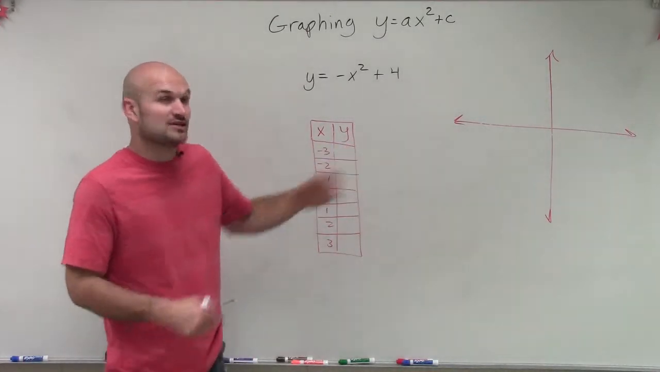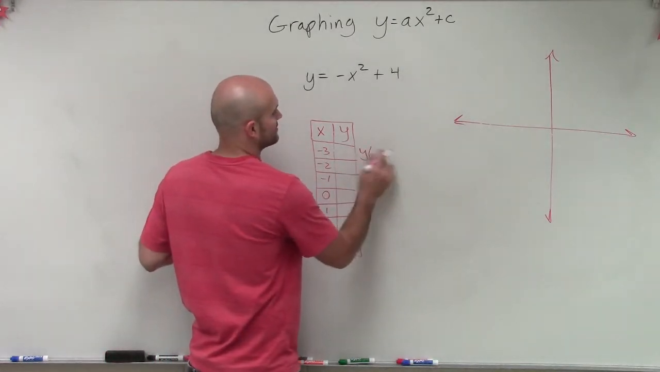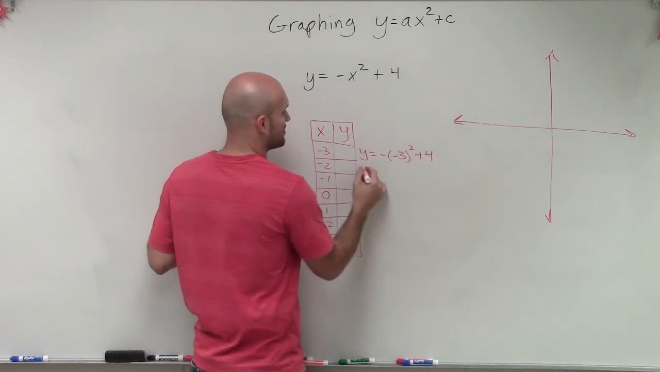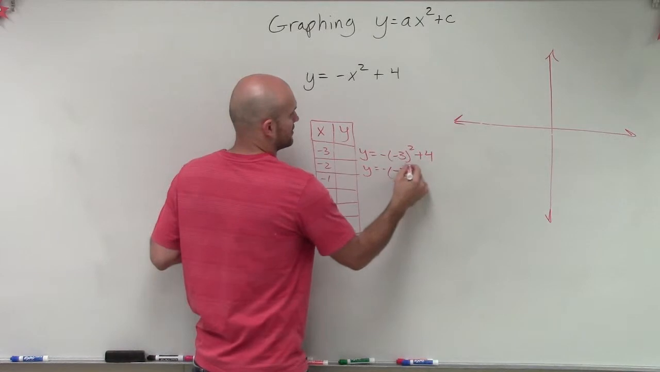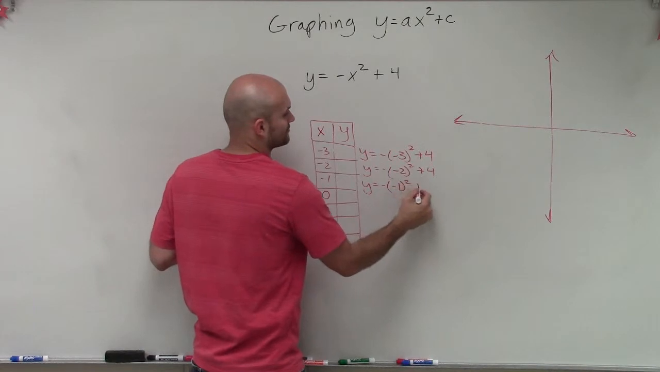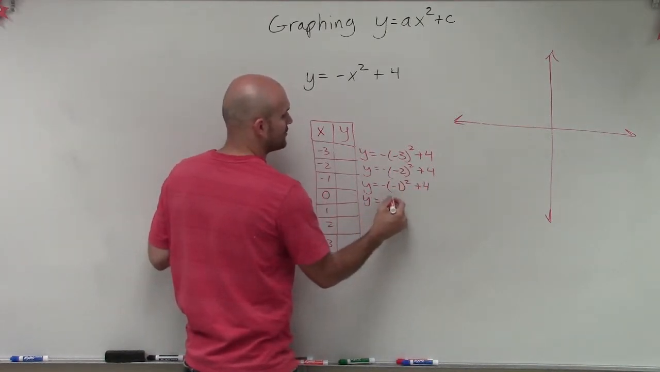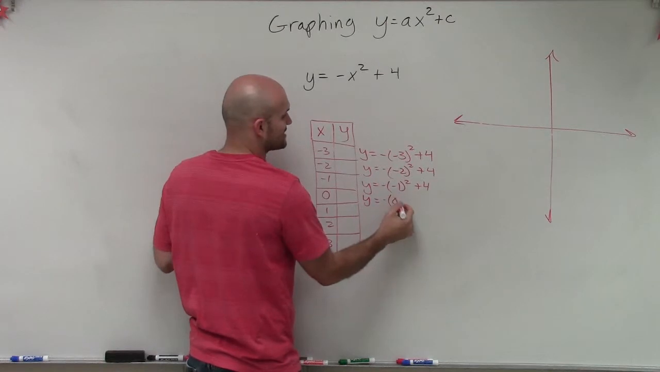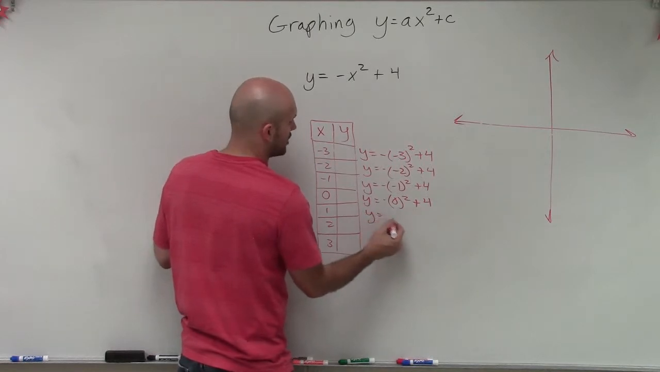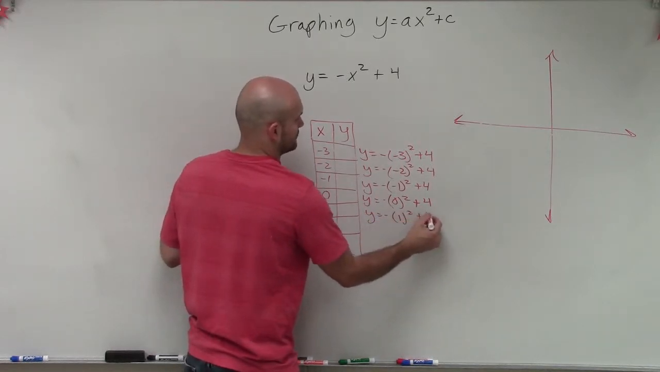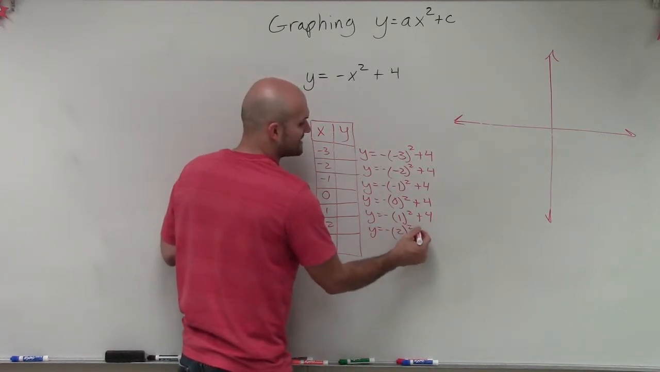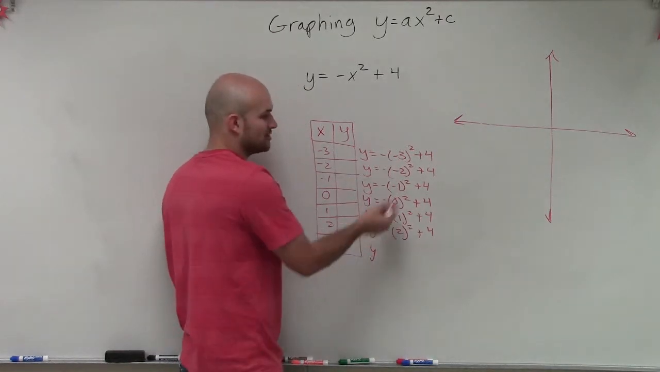Now to figure out the y values, I'm going to plug in each one of these points: y equals negative (-3) squared plus 4. So I'm going to plug each one of these points into my equation to find out what the y value is. It's really important, especially when we have an equation that's y equals ax squared plus c, that we follow our order of operations. That means we first square our number, then we multiply it by -1, and then we add 4 to it.